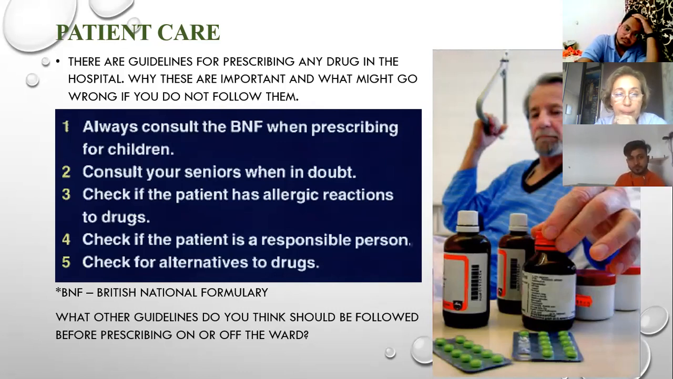Yes, ma'am. Check if the patient has any allergic reactions to the drug. I think this is the most important because not all patients are similar, some are allergic. If the patient is allergic, it would lead to life-risking disorders. So it is really very important to check whether he or she has an allergic reaction to the drugs, and whether it's for children or for adults. It's important. All right.